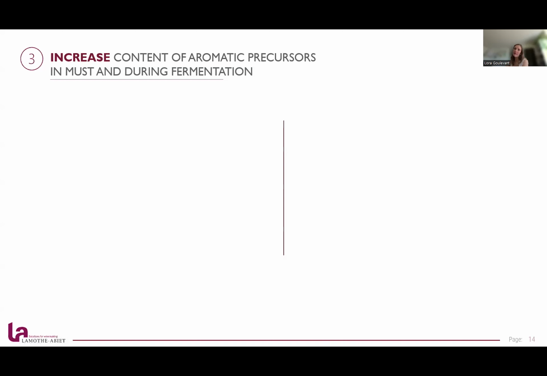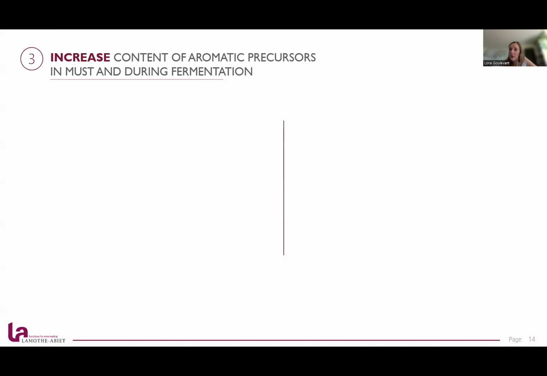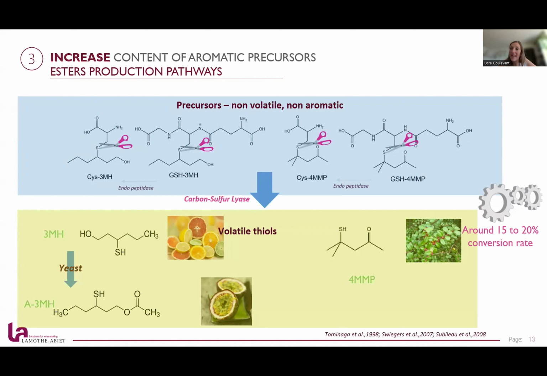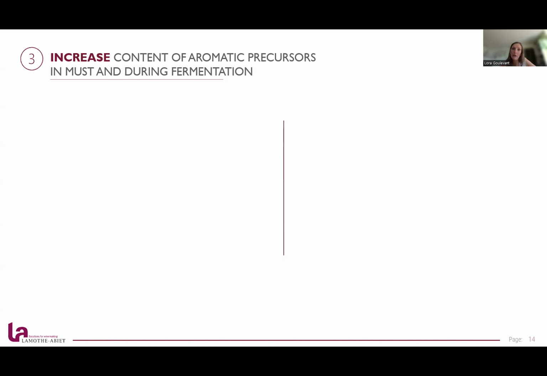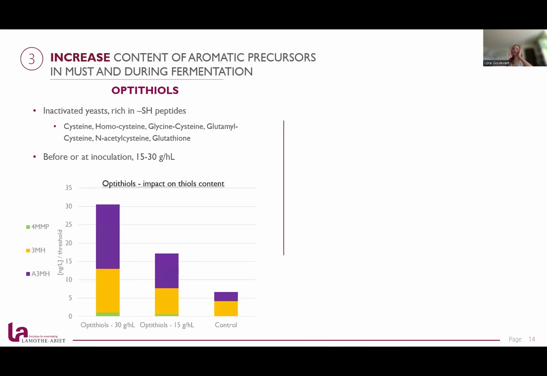So how to increase these aromas? First, let's talk about what we just saw. We want to make sure we can create and convert as many volatile thiols as we can, so we want to increase this conversion rate. To do that, you can use specific nutrients. It's basically food for the yeast to produce more volatile thiols. It contains everything the yeast needs, which is inactivated yeast, so yeast derivatives rich in peptides, so a lot of amino acids such as cysteine, homocysteine, etc. You can add that during or before the inoculation of your yeast, and this will help you to create more volatile thiols.